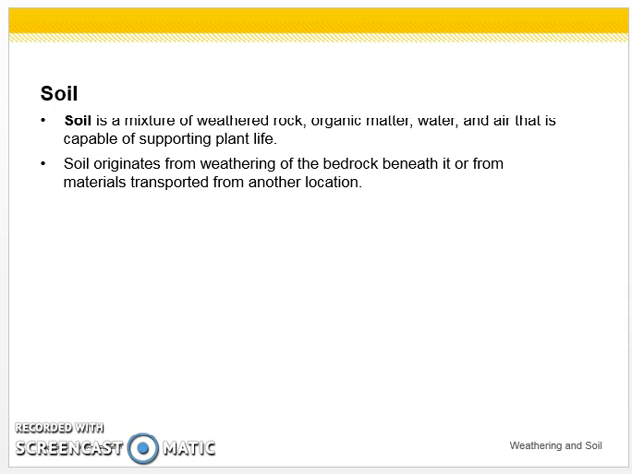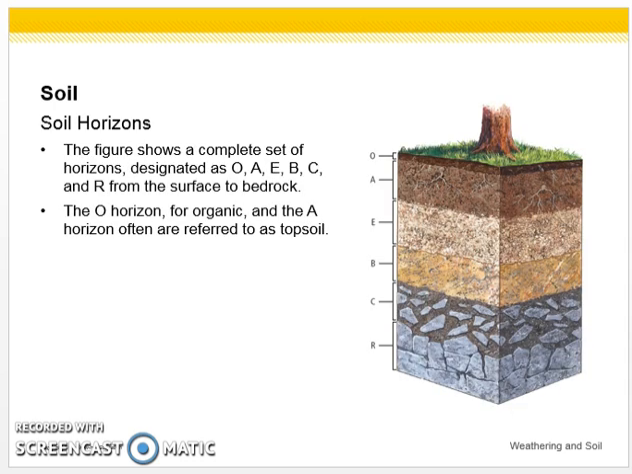Soil is a mixture of weathered rock, organic matter, like dead animals and dead plants, water, and air that is capable of supporting plant life. Soil originates from weathering of the bedrock beneath it or from materials transported from another location. So that gives us this thing called a soil horizon. The figure you see shows a complete set of horizons designated as O, A, E, B, C, and then R.